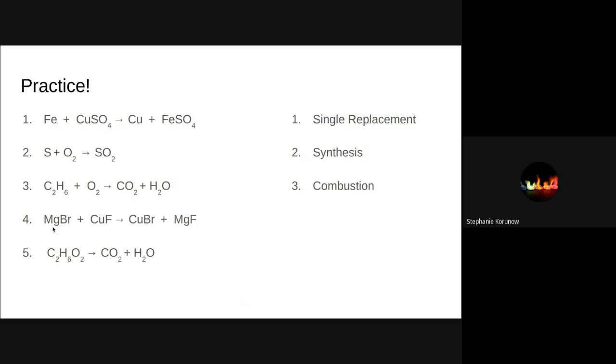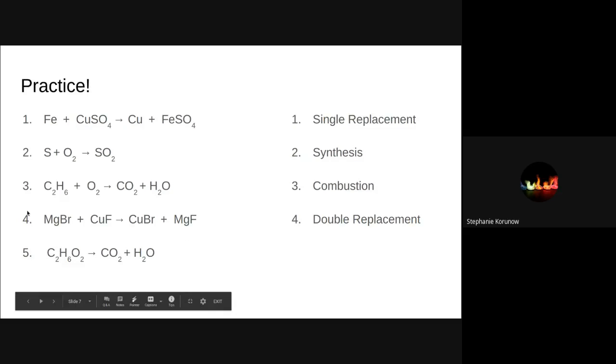Okay, our next one, we have MgBr plus CuF produces CuBr and MgF. So if we look closely here, we have two compounds on both sides, and we have Mg with Br at the beginning, but then at the end, Mg's with F and Cu's with Br. So Mg and Cu, magnesium and copper, swapped places. So we have two compounds swapping partners, so this has to be a double replacement reaction.